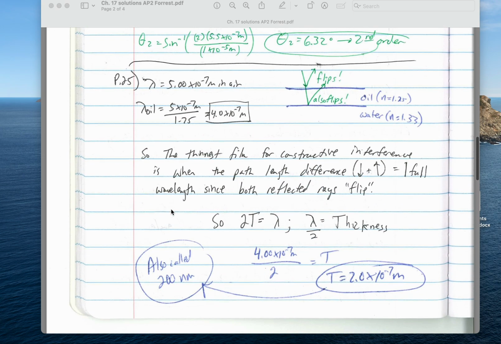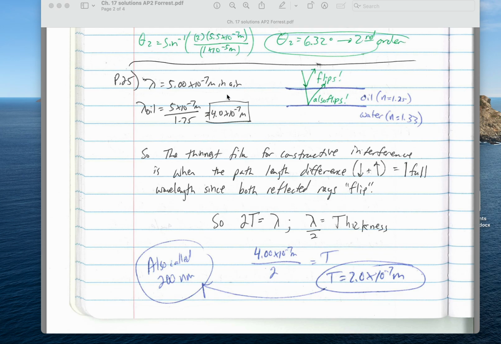P25 is a thin film interference question. I'm not sure if we went over this one in class or not, but basically we have a thin oil film that floats on water. So I've drawn that here. Air is 1.00, oil 1.25, water 1.33 for the indices of refraction. And it's asking, what's the thinnest film to produce a strong reflection for the green light of wavelength 500 nanometers?